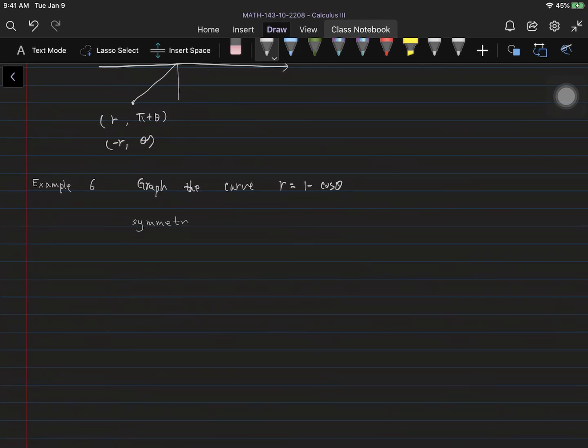of this graph is. Firstly, we know this property for cosine, because here we have cosine, right? Cosine of negative theta equals cosine theta. So that means (r, negative theta) also satisfies this equation, r equals 1 minus cosine theta. That means this point is also on the graph. So this point is also on the graph.